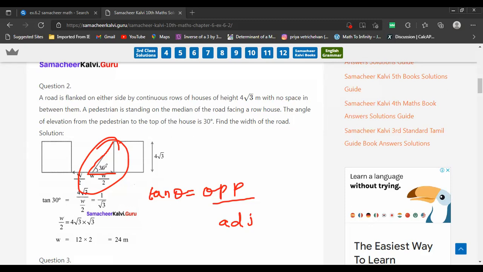Did you solve the tan theta? Are you getting the same? Are you getting 4 root 3 upon W by 2? Are you getting the same? Okay.